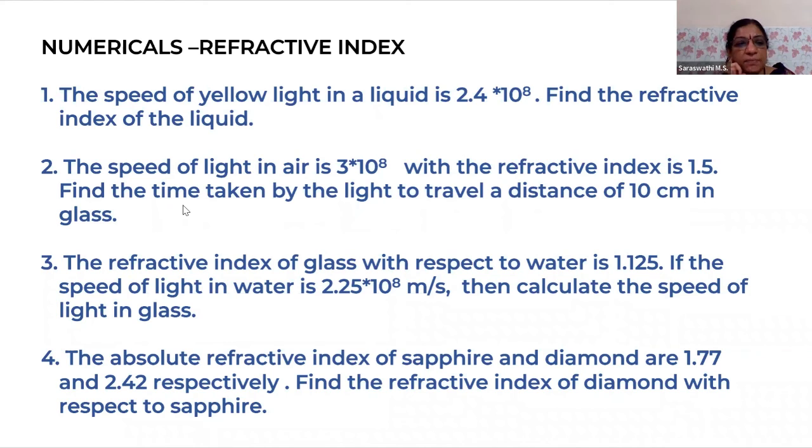Can you do the next sum? The speed of light in air is 3 into 10 to the power 8, and the refractive index of glass is 1.5. Find the time taken by light to travel a distance of 10 centimeter in the glass. How will you do this?